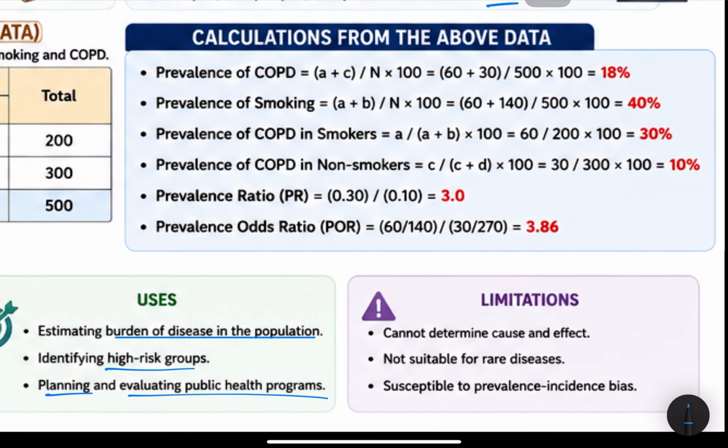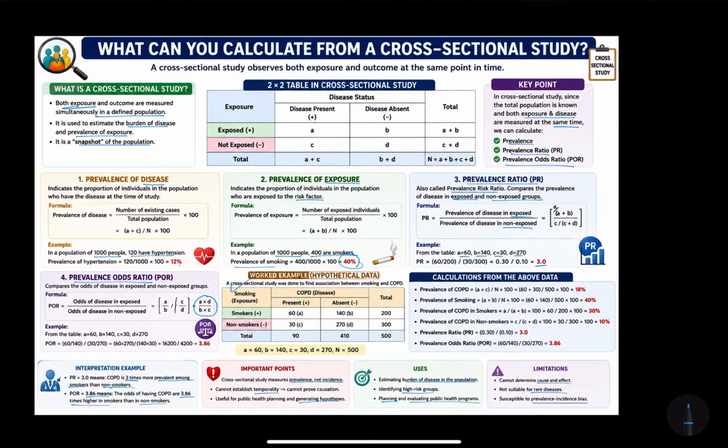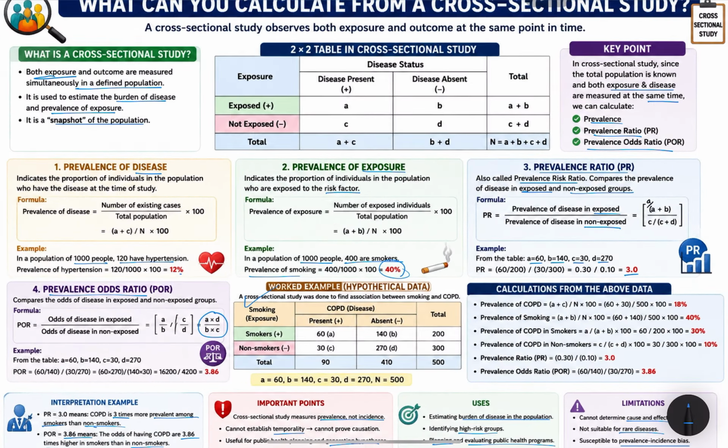health programs. And limitations are: cannot determine cause and effect, not suitable for rare diseases. For rare diseases, we have discussed case control is used, and for rare exposure, we have discussed already that cohort is used. Susceptible to prevalence incidence bias. Yes. So this was our lecture on cross-sectional study. Thank you for joining. Stay tuned.